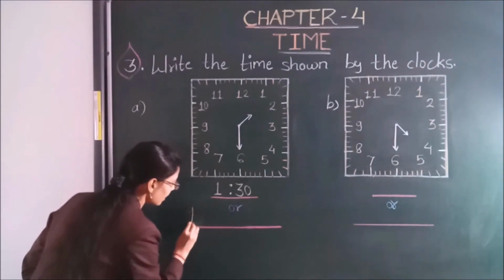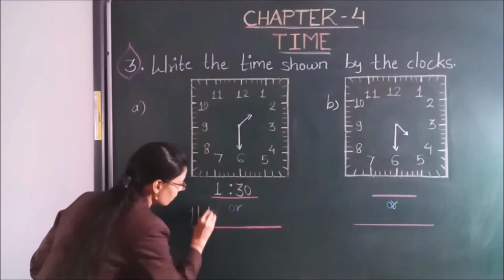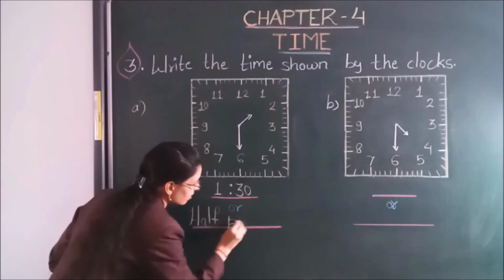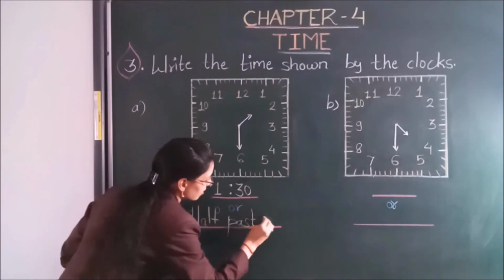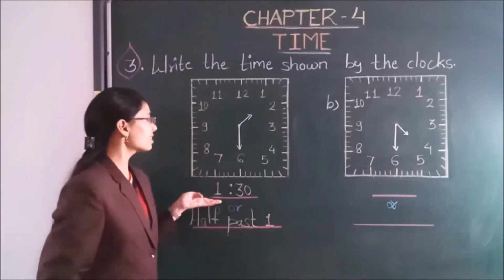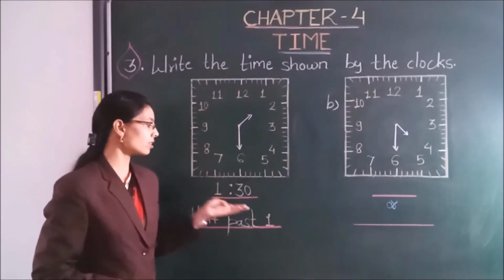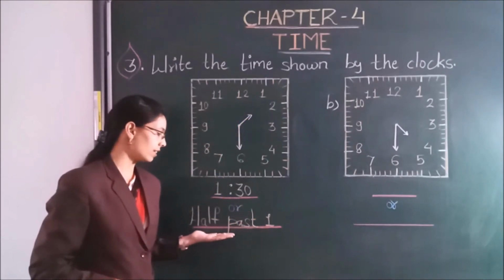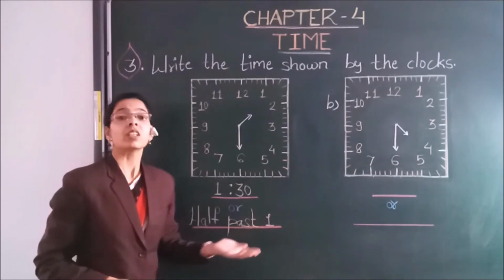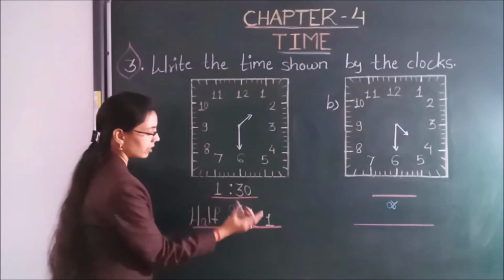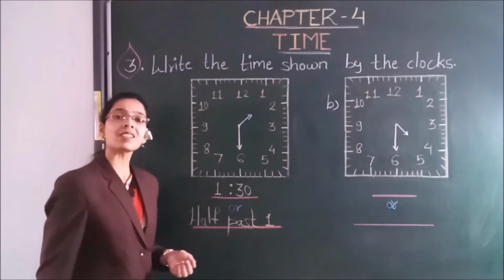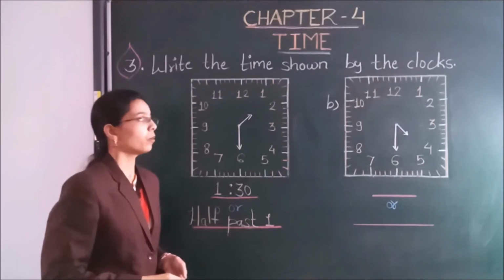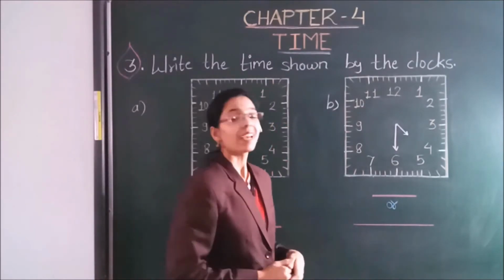So what will we write here? Half past 1. Because this hour hand has crossed 1. So we will write here half past 1. So our time is 1:30 or half past 1. Understood? Now we will see the next one.